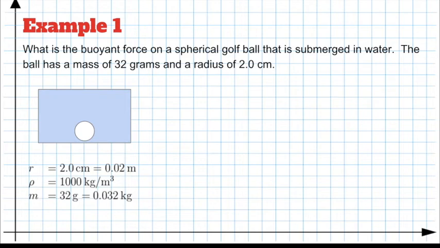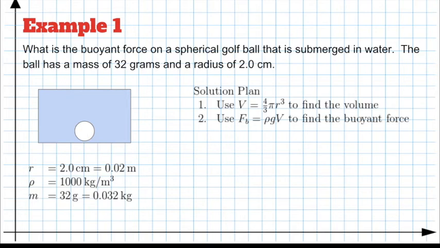Okay? So to solve this problem, we're going to do a couple of steps. Remember, the buoyant force, which is what we're after, is equal to the weight of the fluid displaced. So we're going to have to find the volume of the golf ball. Since it's a spherical golf ball, we can look up the formula for a sphere. It's 4/3 pi r cubed. And then once we find the volume, we can use our buoyancy equation to figure out the buoyant force on it.